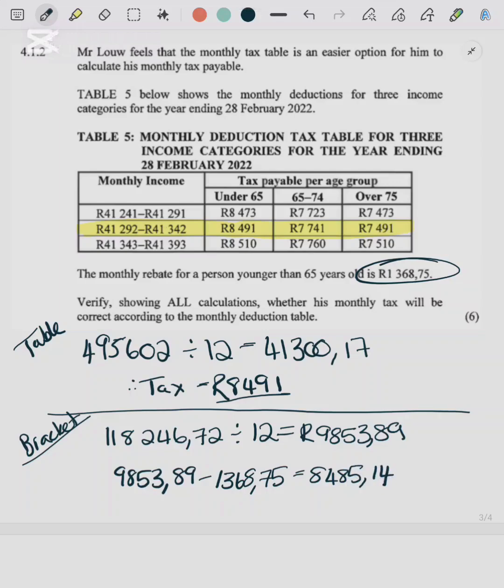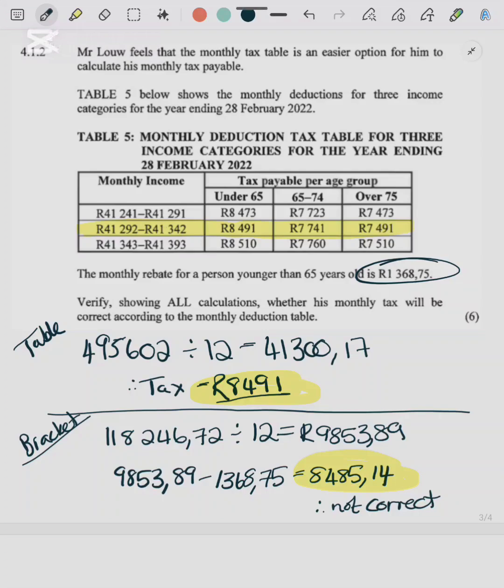Okay, now we can compare our two values. We have the tax table one and we have our normal one, and the question asks: will his monthly tax be correct according to the monthly deduction tables? We can see there is a clear difference between the two. It's not a big difference, but there is a difference, so it's not correct, and we can make our conclusion of saying not correct as our final conclusion point there.